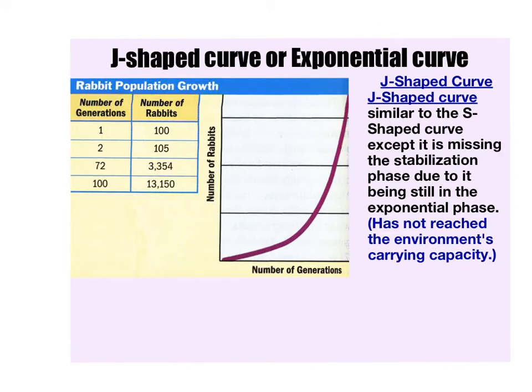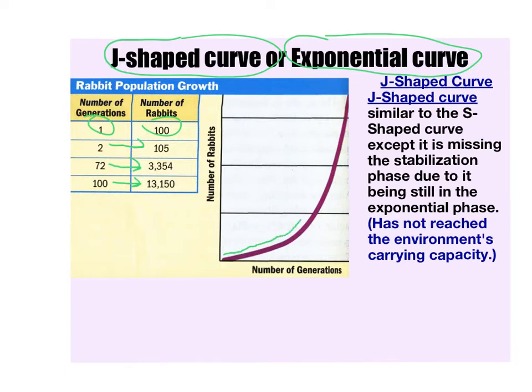And here's just a little graph of the J curve, or the exponential curve. So you can see rabbits here. Generation 1, you have 100. Generation 2, 105, so it didn't go up much. Generation 72, 3,000. And generation 100, you get 13,000. So it starts out slow, but once the numbers start to increase, it goes up exponentially. It goes up very, very rapidly. I know that doesn't look exactly like a J, but it kind of looks like a J. So that's the exponential curve.